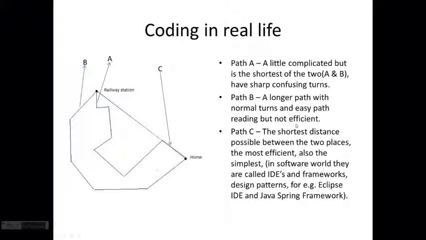Like traffic lights are there, so he will reach home. It will take time, but he will reach home. So that is the second part: a bit longer path with normal turns and an easy path, readable but not efficient.